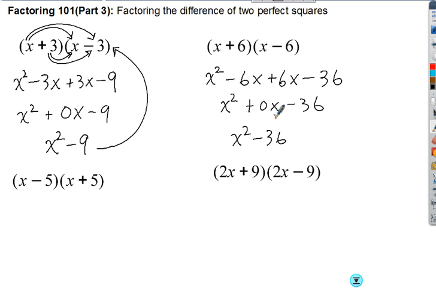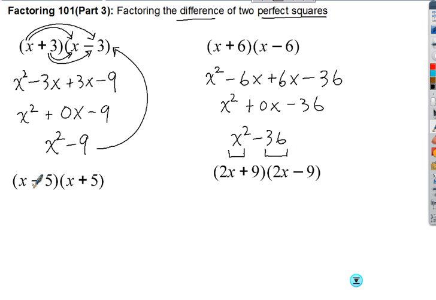This is called the difference of two perfect squares, because to find the difference in math, you use subtraction. And x times x is a perfect square, x squared. And 36 is a perfect square because of 6 times 6.